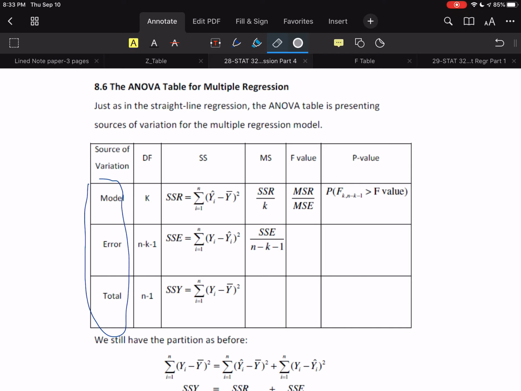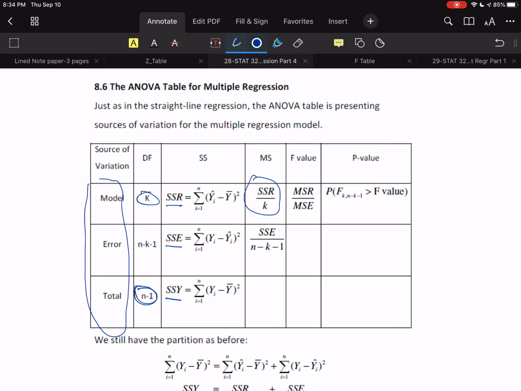We have the SSR, which is the sum of squares for the model or regression. And then we have SSE, the errors, and SSY, the total. And we calculate the mean square model or regression as SSR divided by the degrees of freedom. There are k degrees of freedom because there are k variables. Before there was one variable and 1 degree of freedom. Now there's k. And you know that the degrees of freedom have to add up, and the total degrees of freedom are n minus 1.